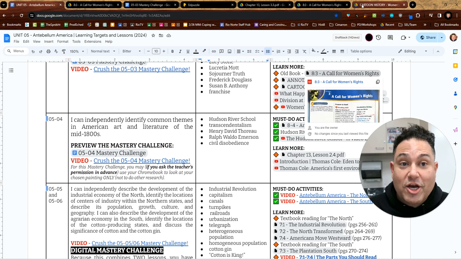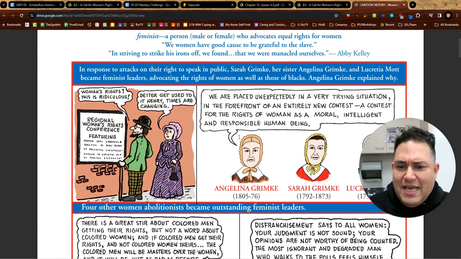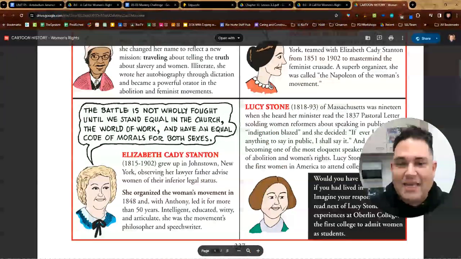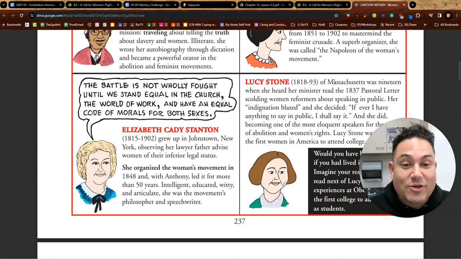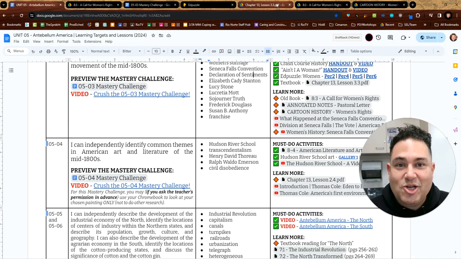Cartoon history. Oh my goodness. This is so good. So this is sort of like a graphic novel. It is the cartoon history of the women's rights movement. There's Sojourner Truth, Susan B. Anthony. Lucy Stone. I love the story of Lucy Stone. I think she's one of your vocab terms, by the way. There's Lucy Stone right there.